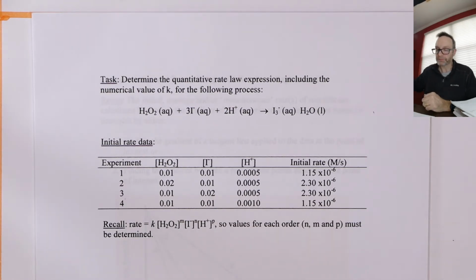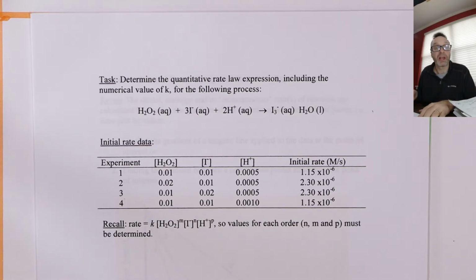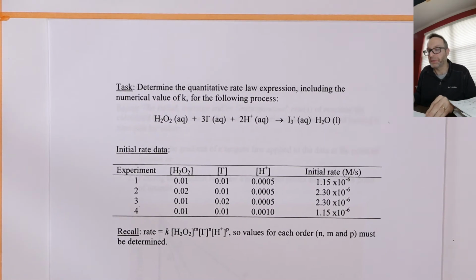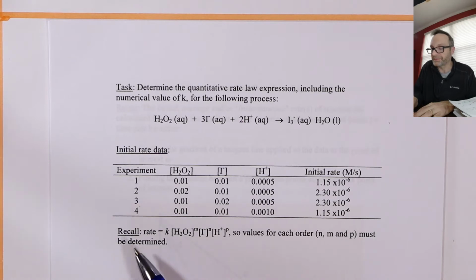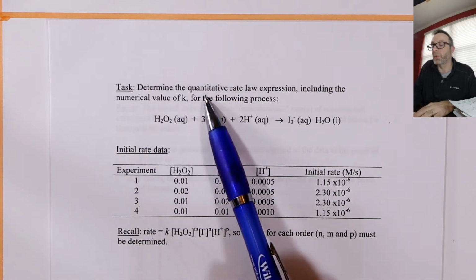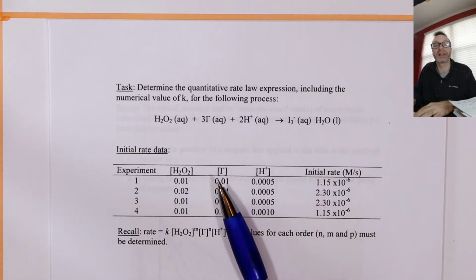Now, let's let you guys go at it, right? And then I'll go through it. So what I want you to do is determine the quantitative rate law expression, okay? So you need number and units for K, as well as the orders for each reactant.